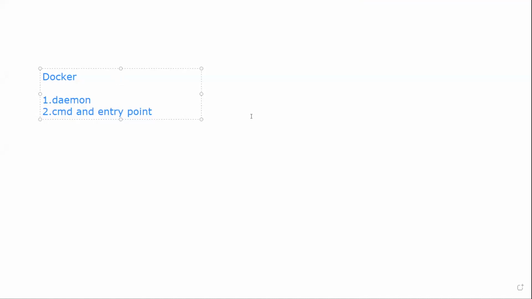So these are the things that we need to cover, okay, for the previous section. Coming to daemon, okay. Daemon is a background service that manages Docker containers on the system. Got it? Its responsibilities include building, running, and managing containers.